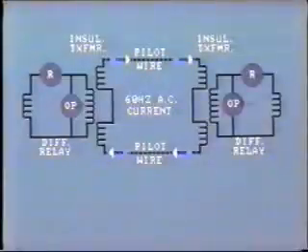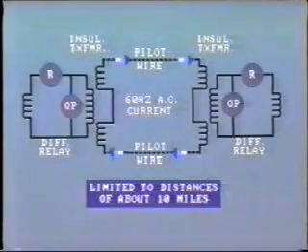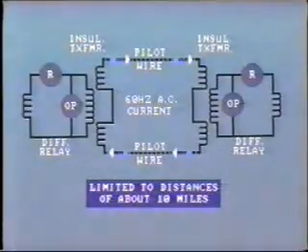As we have already mentioned, pilot wire protection is limited to a distance of about 10 miles. But most of our power lines are much longer than this. So other forms of communication channel are employed for pilot protection. And we'll be looking at this in the next segment.